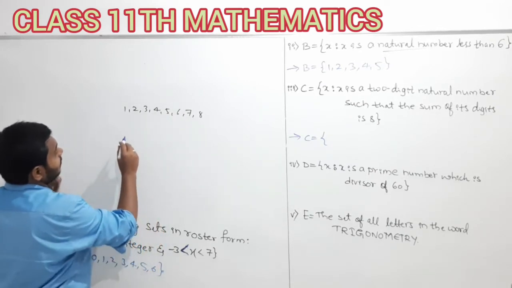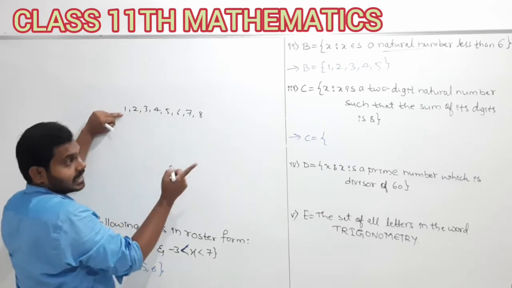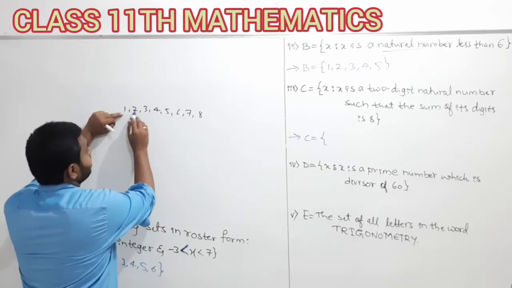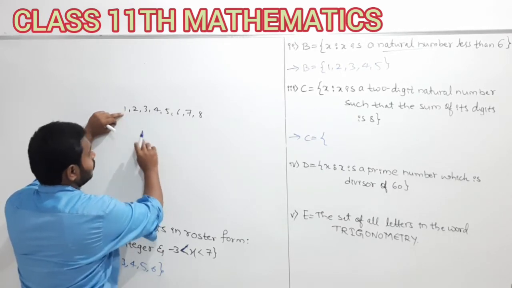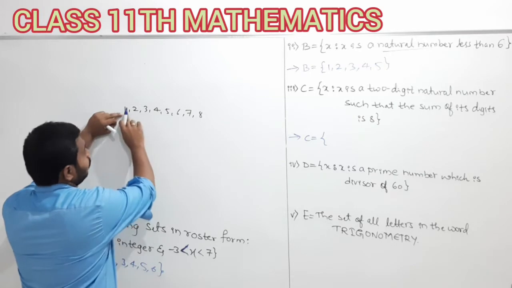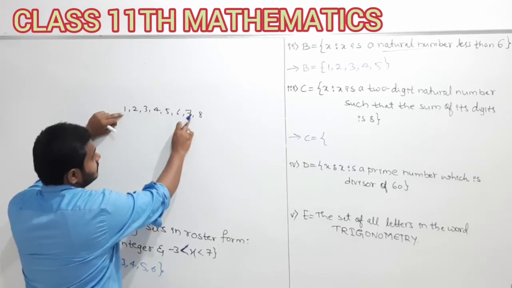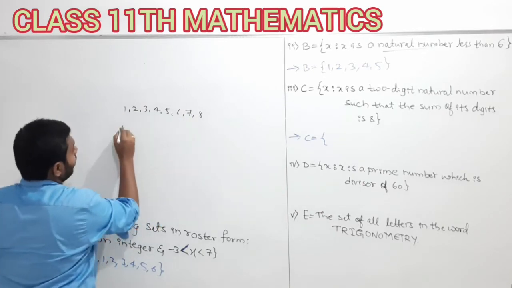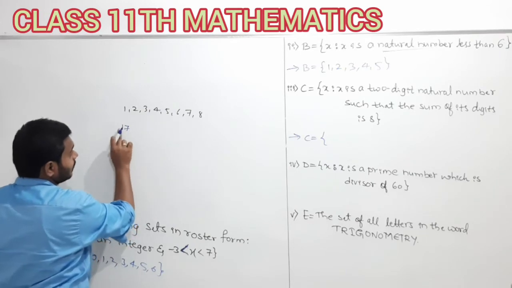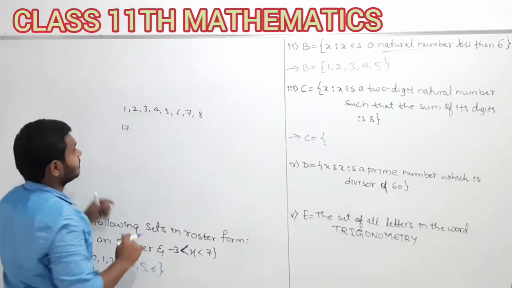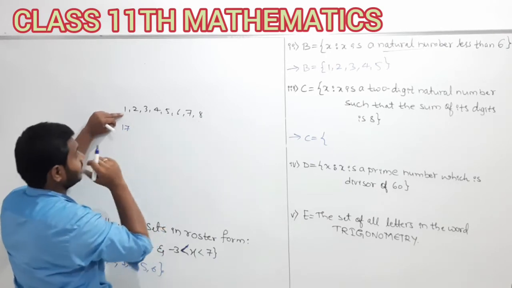Now I'll take them digit by digit. 1 plus 2 is 3, but I require the sum as 8, so not possible. 1 plus 3 is 4, not possible. 1 plus 4 is 5, not possible. 1 plus 5 is 6. 1 plus 6 is 7. 1 plus 7 is 8, so I can take 17. And 1 plus 8 is 9, so I can't take it.